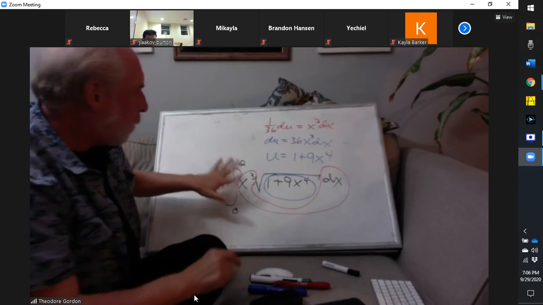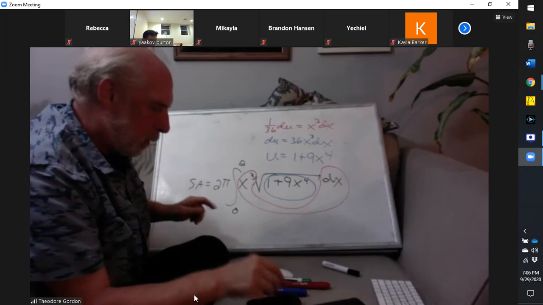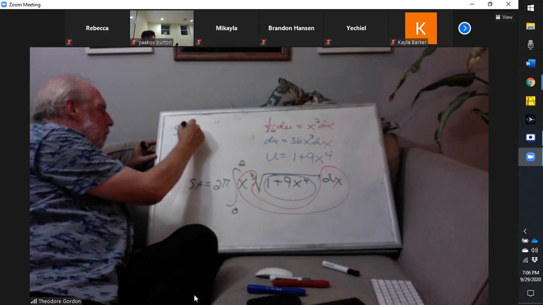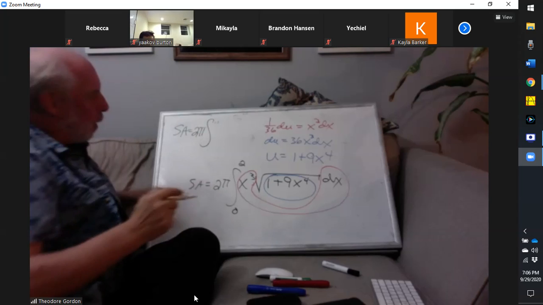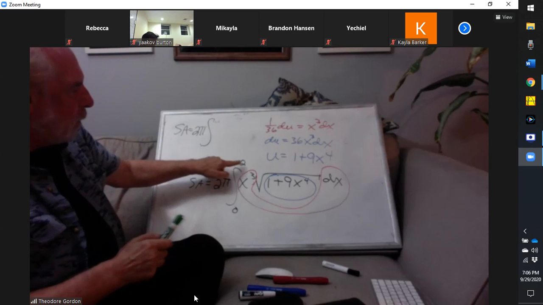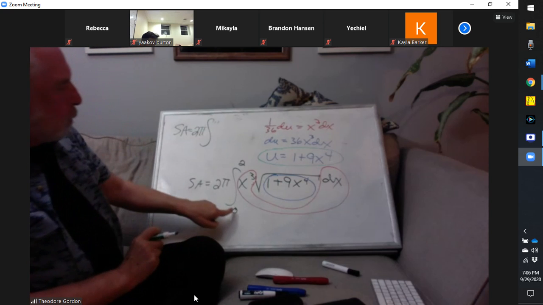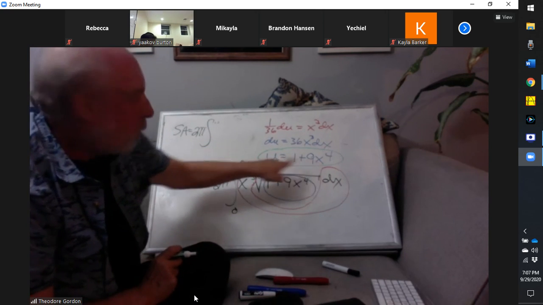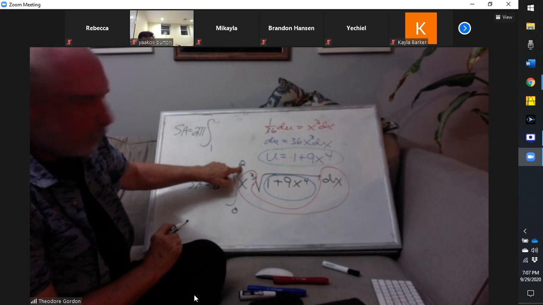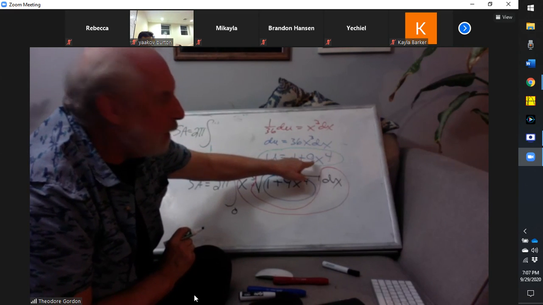Okay, so now I'm going to rewrite all of this. Hang on. So our surface area is 2 pi. Now, we have to change the limits. We have to go from x values to u values. So when x is 0, u is 1. When x is 2, we get 2 to the 4th, which is 16. We get 16 times 9.